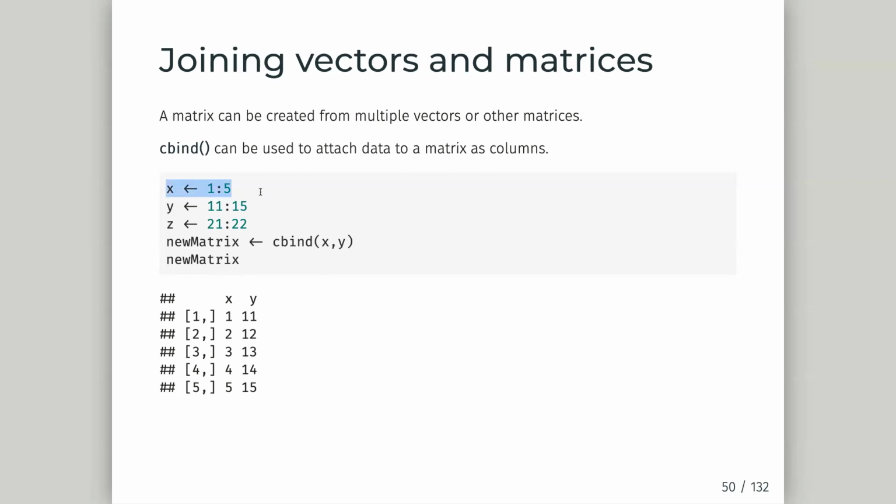So here I'm going to take 1 to 5, and then I'll take 11 to 15. These should be the same length. If I then do cbind x and y, I get a new matrix. And you can see we have 1 to 5, and then 11 to 15, in that order that I've said. x went first, y went second. That order controls how they're put into the matrix.